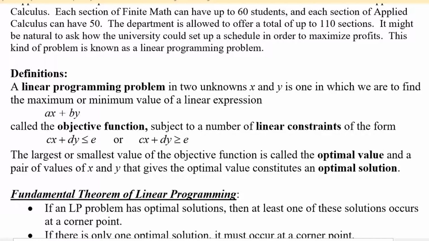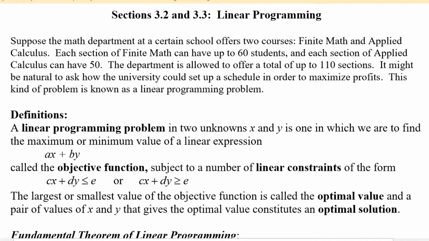So in our problem up here, the math classes, the constraints were that finite math can only have up to 60 students. So you can't have an unlimited number of students register. That's the constraint on finite math. And for applied calculus, you can only have up to 50. So that would be a constraint. And also that the department is allowed to offer a total of up to 110 sections. So we would have 3 constraints there.